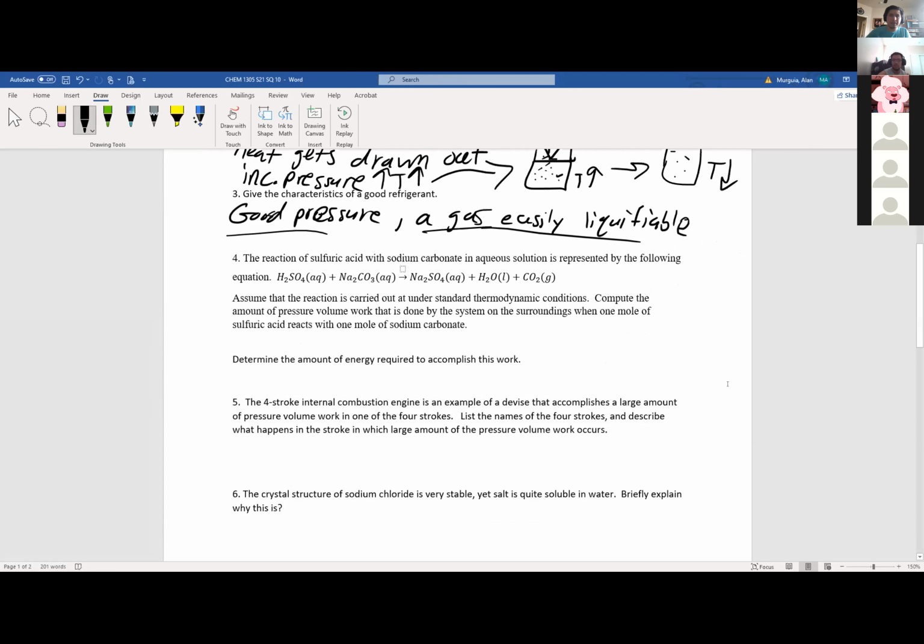So right now it's asking us to determine the amount of energy by this work, or the amount of work by 1 mole. So who has an idea of how we can get this done given the problem we're given, like how it's worded?